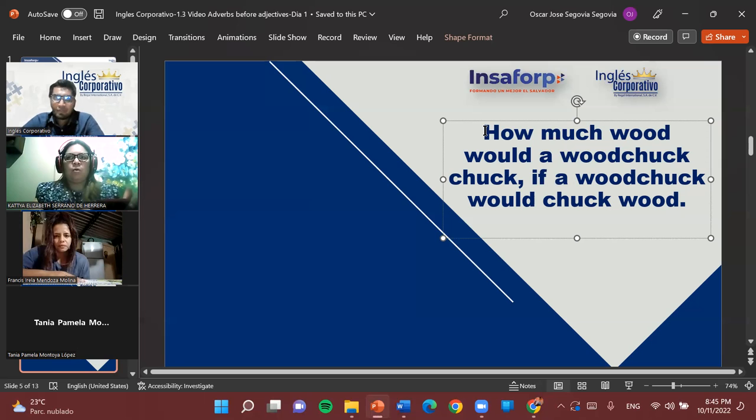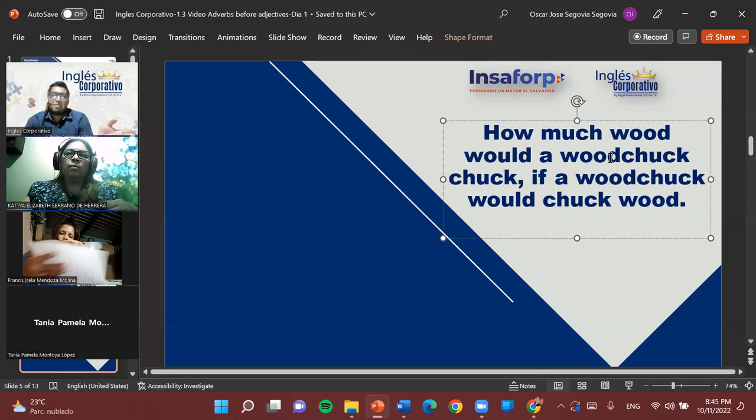Now, how much wood, sí, how much wood, la frase introductoria del trabalenguas se refiere a cuánta madera. That's what it means, sí, cuánta madera, how much wood. Would a woodchuck, el woodchuck es una marmota, o también algunos lo conocen como un castor, porque es casi como la misma familia, ¿verdad? Entonces, would a woodchuck, sí. How much wood would a woodchuck?